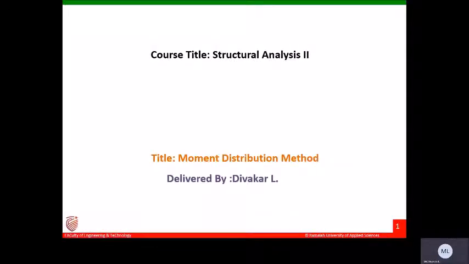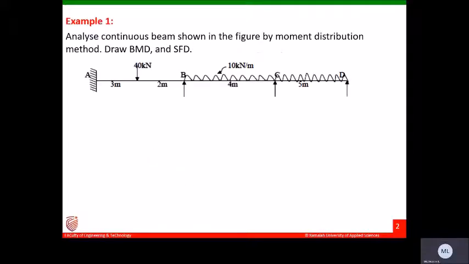Today I will try to do the moment distribution method. Today we will try to do some examples on the moment distribution method in structural analysis 2. So let us consider one example. This is the given example.